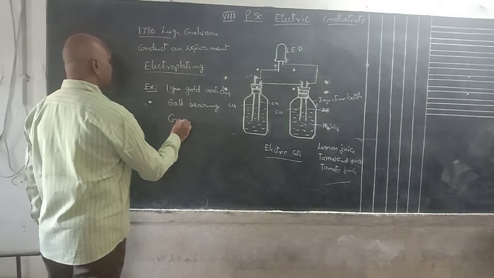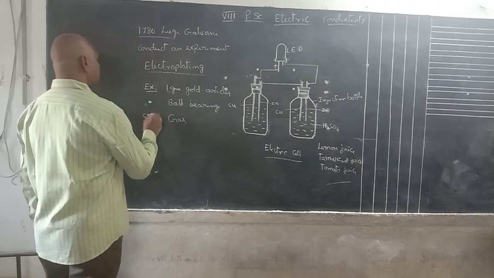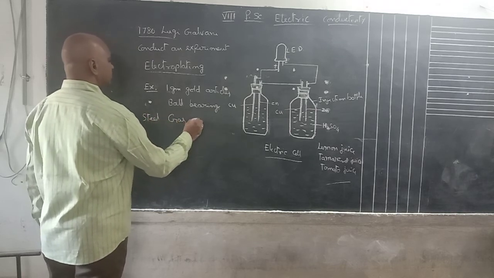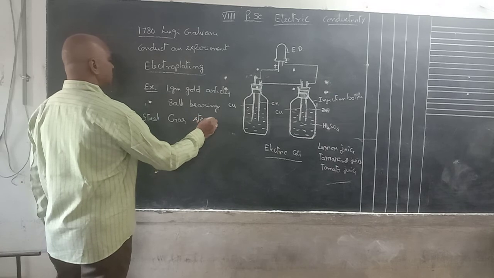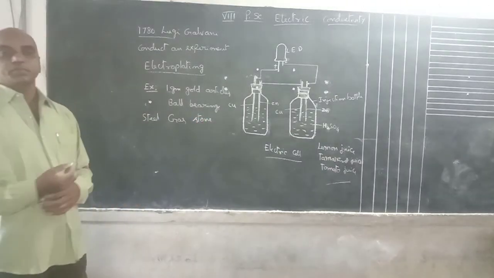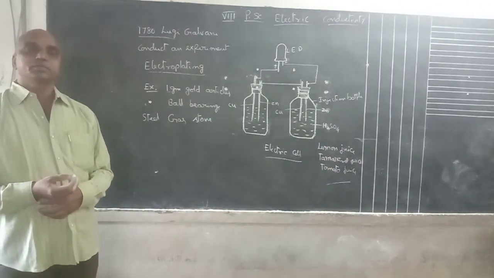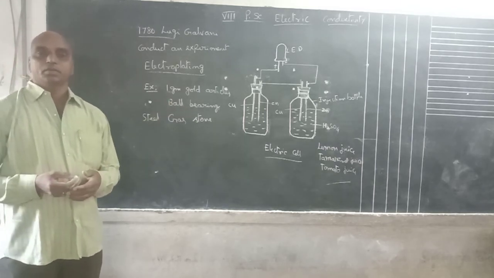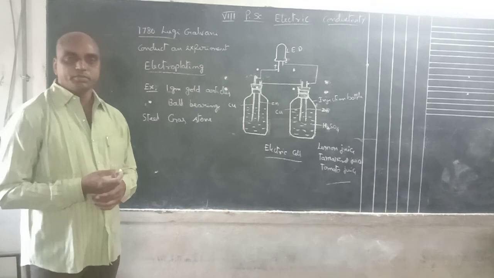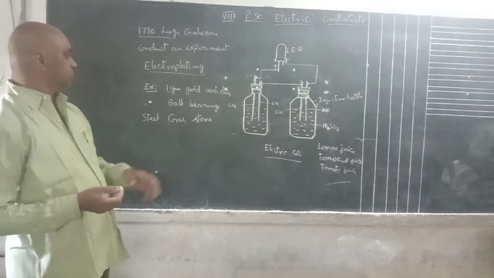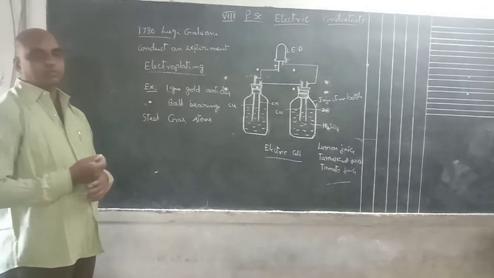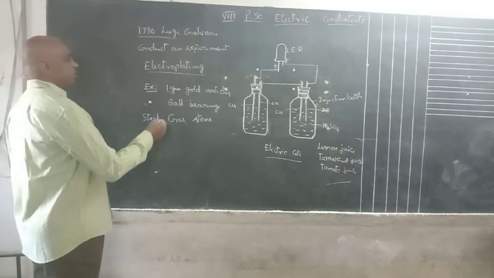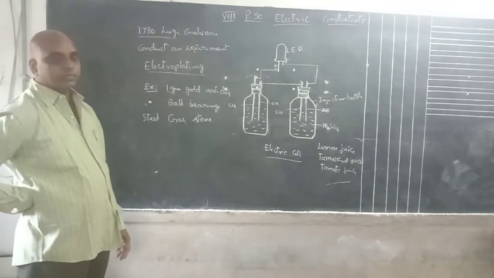And the steel gas stove. A steel gas stove is not completely steel. Steel is an alloy of iron, chromium, carbon, like this. By using that, we can prepare the gas stove. Like a stainless steel article, also an alloy.